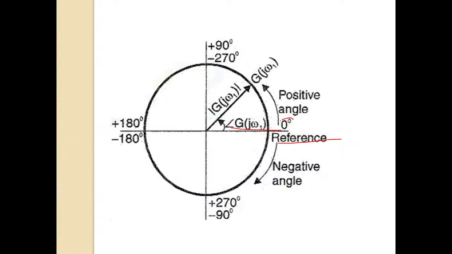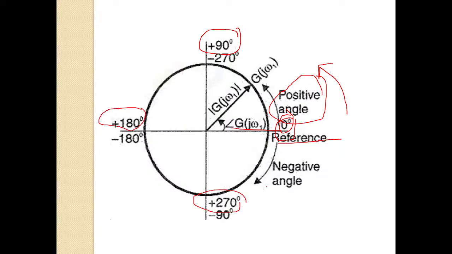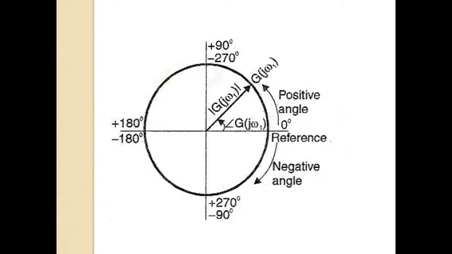Now at the reference axis, the angle is 0. If I am moving in anticlockwise direction, then the angles are usually considered positive angles. Here it is 0 degrees, next plus 90, next plus 180, next plus 270, and so on. At last we will end at 0 degree only. The 360 degrees is nothing but 0.